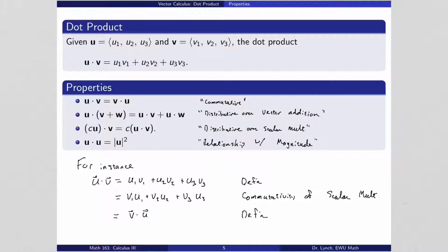So in this case, I've illustrated how to show the commutative property. Start with the definition that u dot v is u1 v1 plus u2 v2 plus u3 v3. Now, of course, because scalar multiplication itself is commutative, we can switch around the u's and the v's in this line, and we're left exactly with the definition of v dot u. So all of our different properties work out this way.